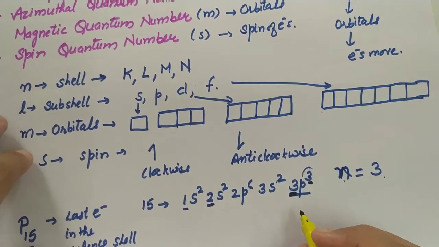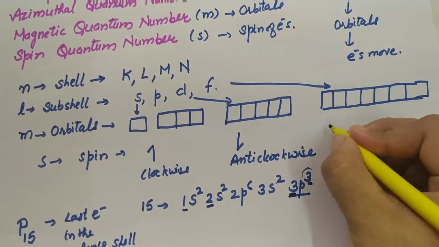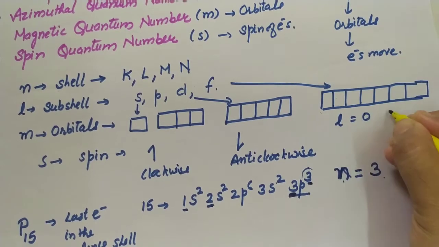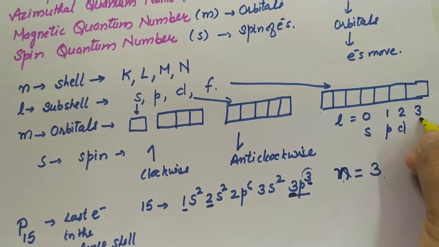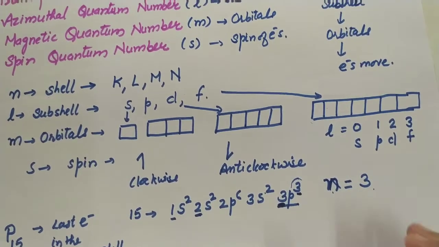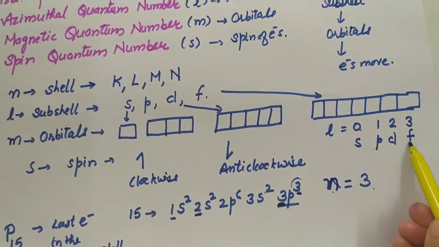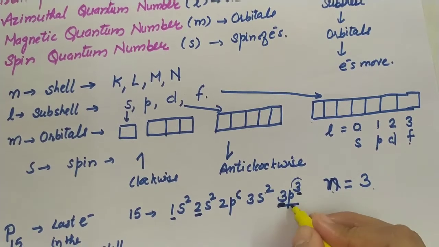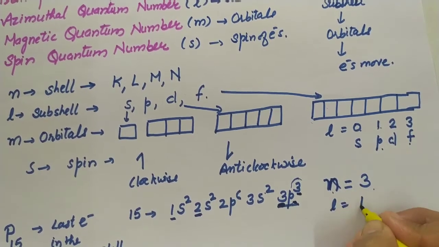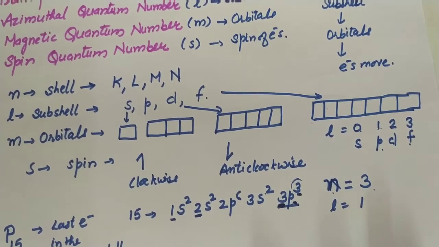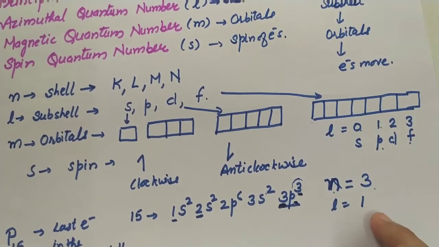Okay, and now we are going to find out the value of l. Before that, l is equal to 0, 1, 2, 3 for s, p, d and f. These are the values of l. For s orbital the value is 0, p is 1, d is 2 and f orbital value is 3. Here it is a p orbital. For p orbital l is equal to 1. I think this step will be clear to you. n is equal to 3, l is equal to 1.